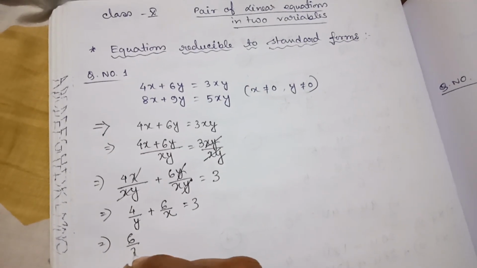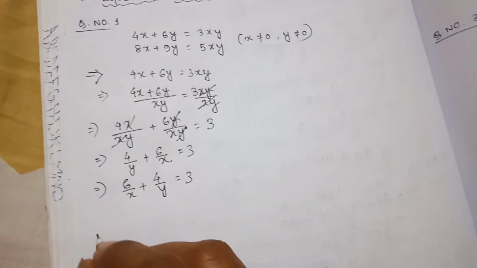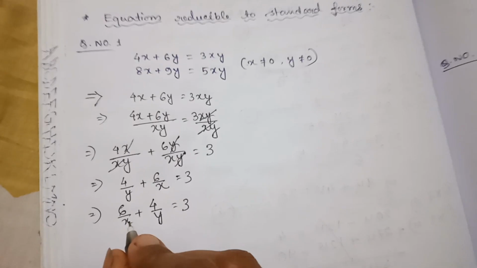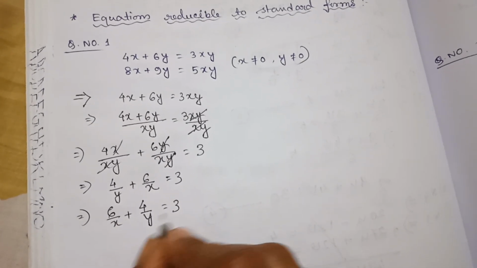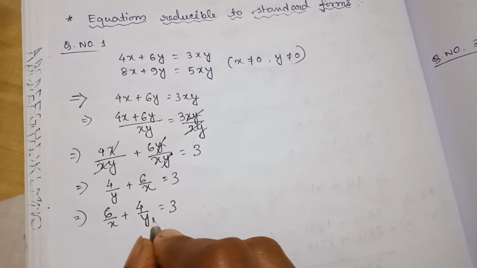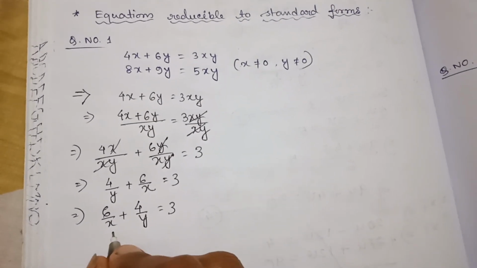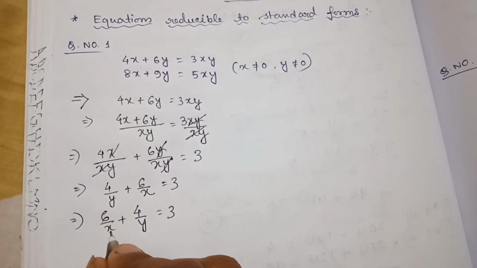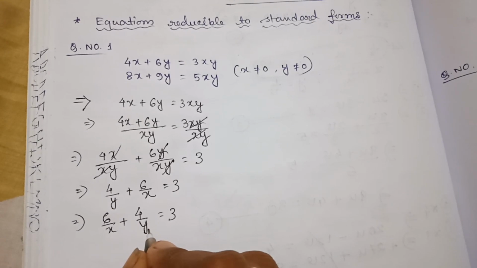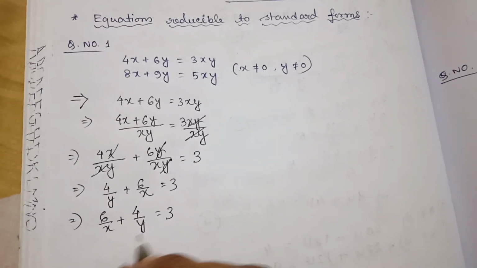We can write it as 6 by x plus 4 by y equals 3 also. Now look, in the previous sessions we have already done this type of question when x and y are in the denominator position. Then we have to assume 1 by x equals u and 1 by y equals v, and then we will get the standard form.